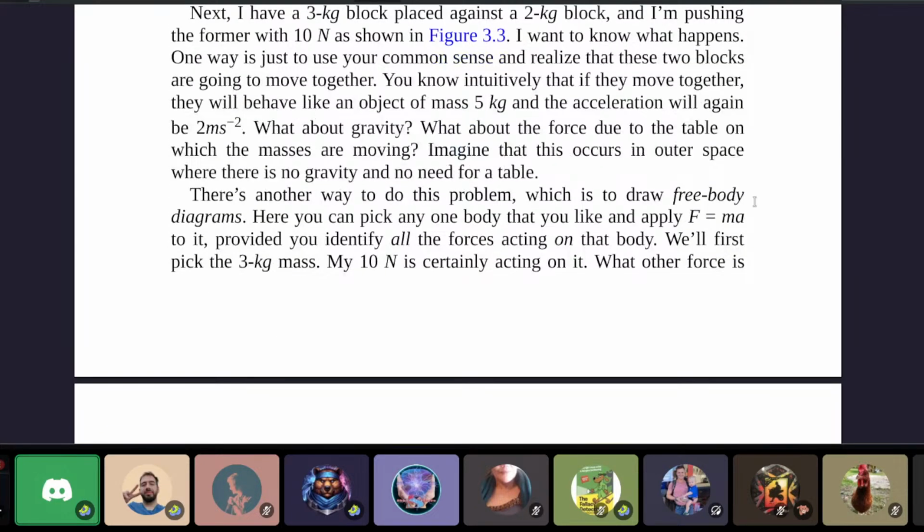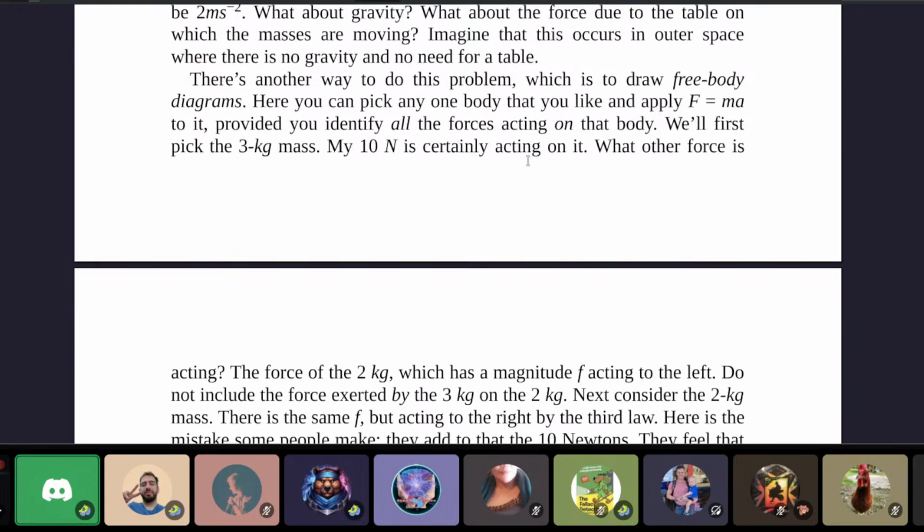Next, I have a 3 kilogram block placed against the 2 kilogram block, and I'm pushing the former with 10 newtons, as shown in figure 3.3. I want to know what happens. One way is just to use your common sense and realize that these two blocks are going to move together. You know intuitively that if they move together, they will behave like an object of mass 5 kilograms, and the acceleration will again be 2 meters per second squared. What about gravity? What about the force due to the table on which the masses are moving? Imagine that this occurs in outer space where there is no gravity and no need for a table.